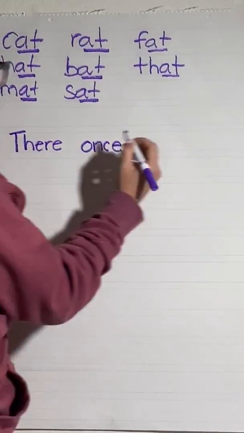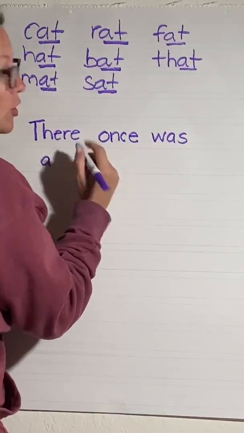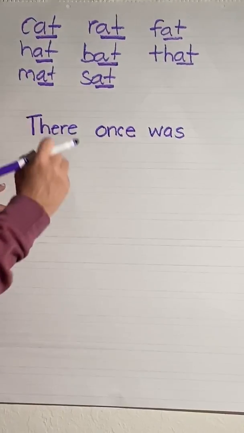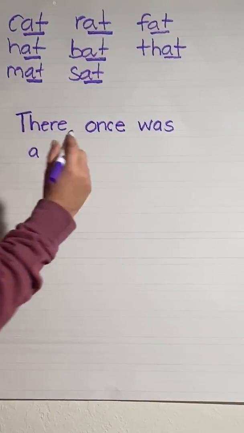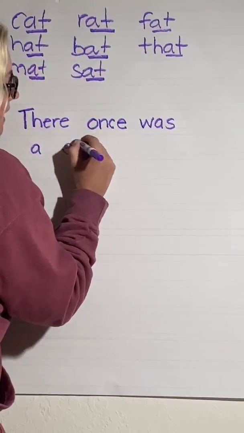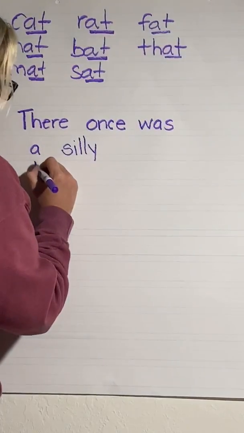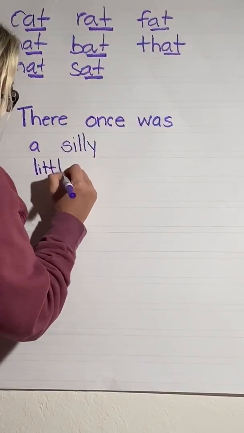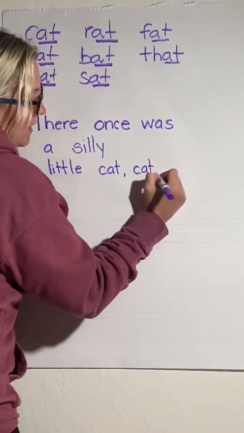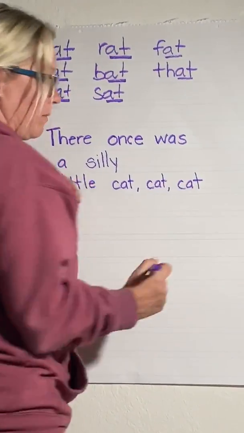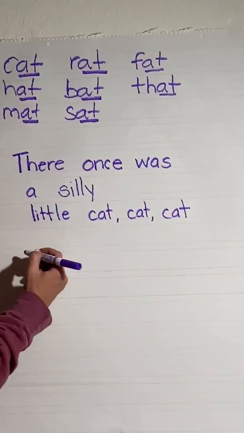Once was. I'm going to use one of my words to make it interesting. I'm going to call him, what's a word to describe a cat? I'm going to call him a silly cat. A silly cat. There once was a silly, you ready? Little cat, cat, cat. Just like in the frog one. Remember? Frog, frog, frog. All right. And then on the next slide, remember what they said?